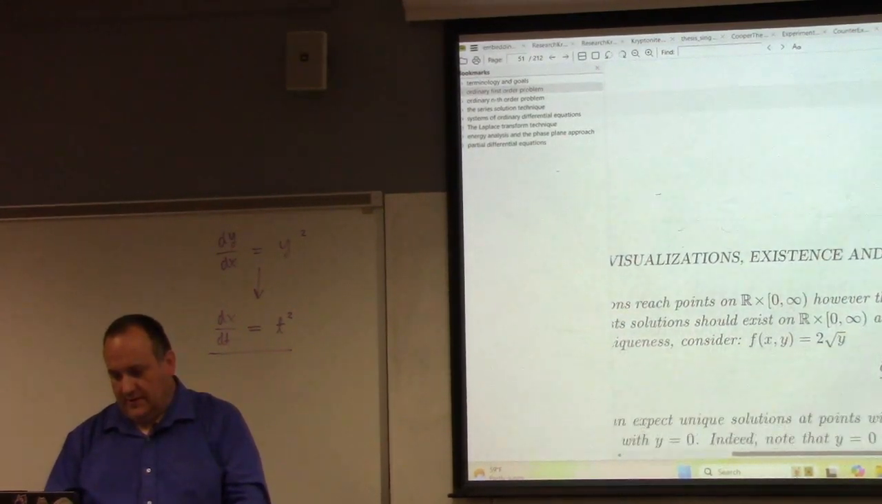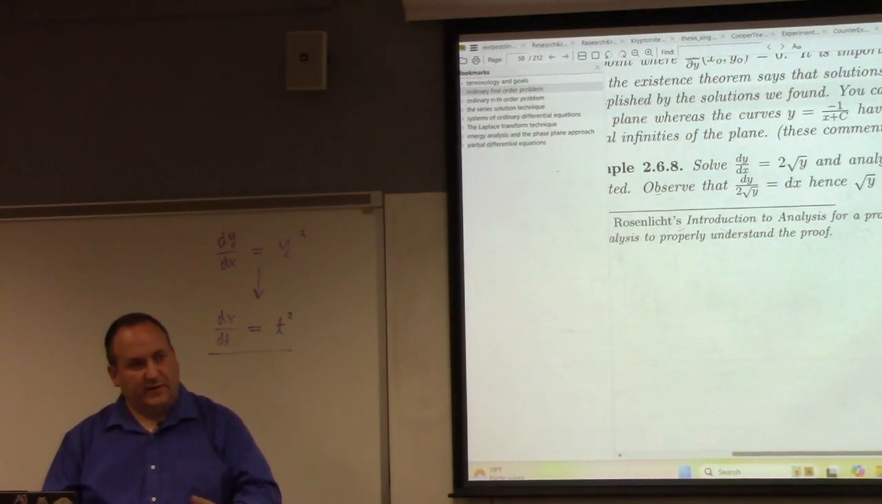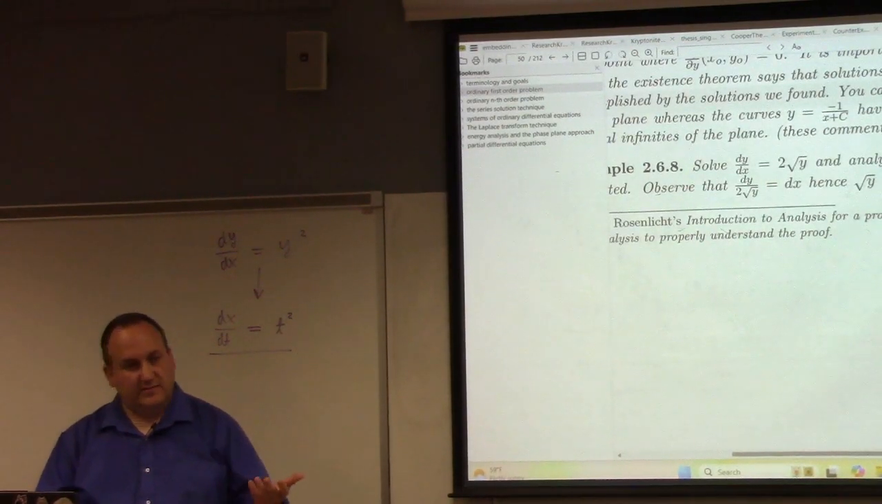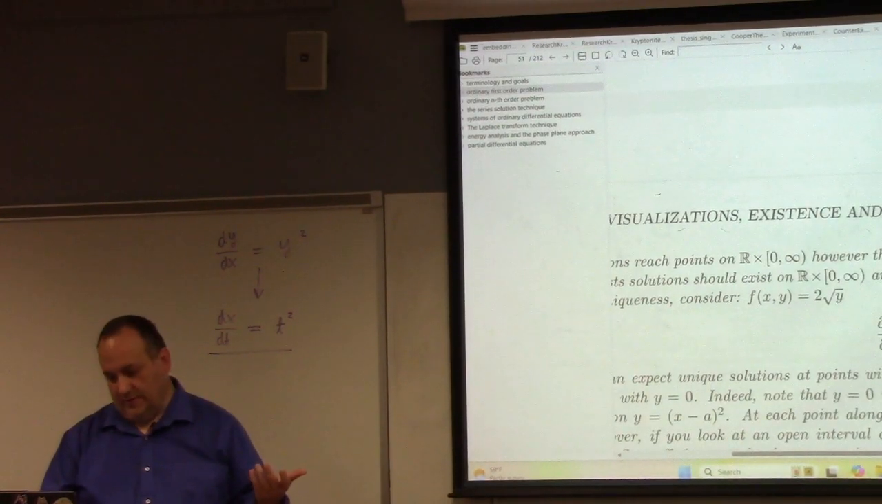We have dy/dx equal to 2 square root of y. All right? So there my f is 2 times square root of y. What happens when I partial differentiate that? Well, I get 1 over 2 square root of y, right? Or I guess I'm sorry, I rewrote it. So I get 1 over root y.